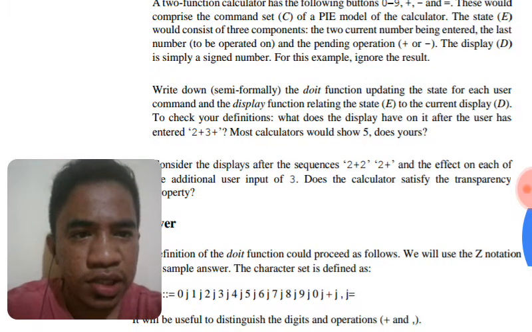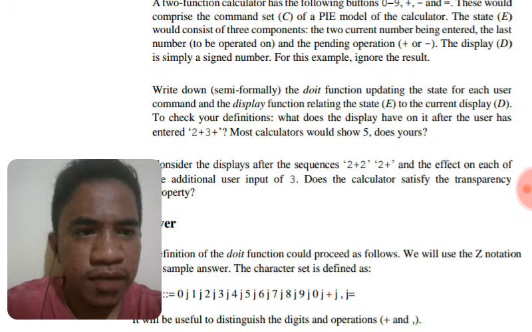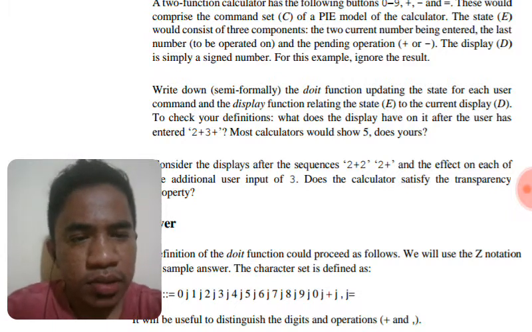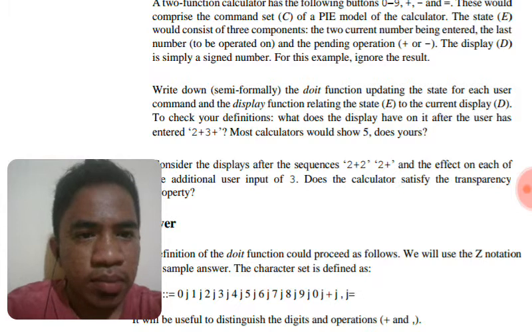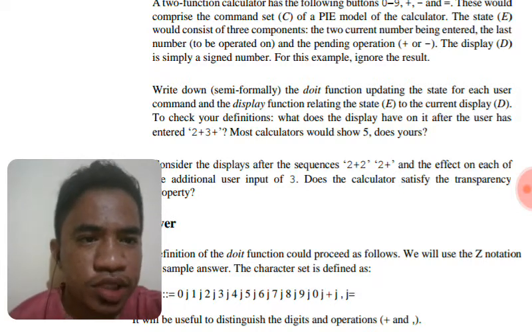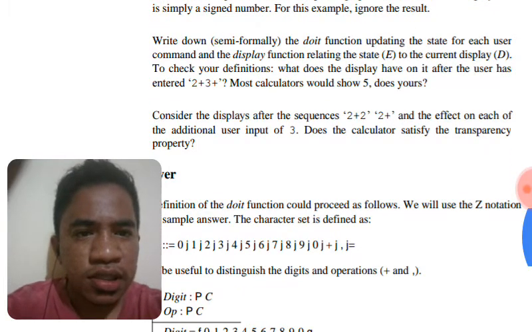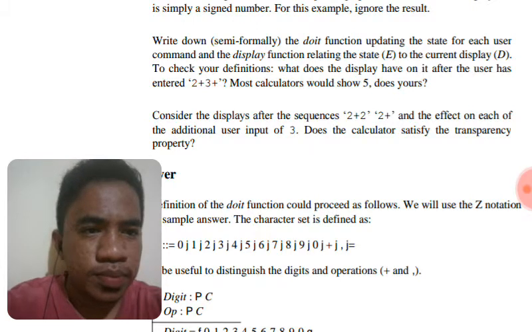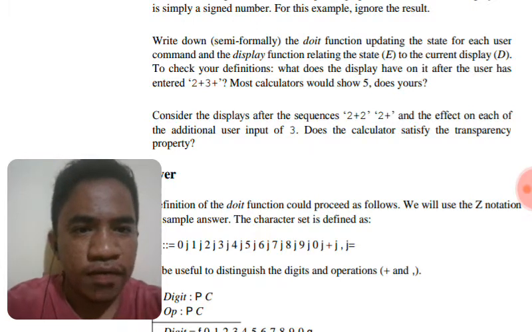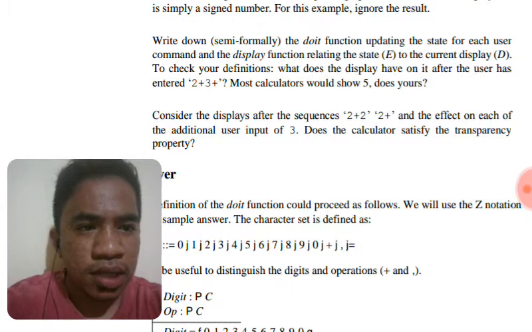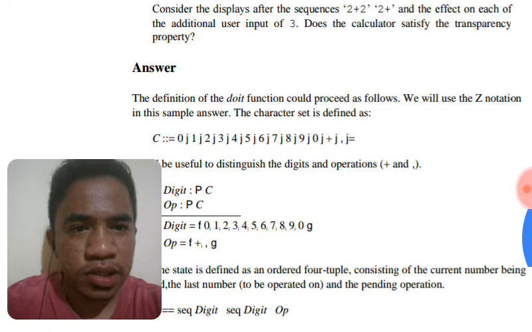To check your definition, what does the display have on it after the user has entered 2 plus 3 plus? Most calculators will show 5. Does yours? Consider the display after the sequence 2 plus 2, 2 plus, and the effect on each of additional user input of 3. Does the calculator satisfy the transparency property?